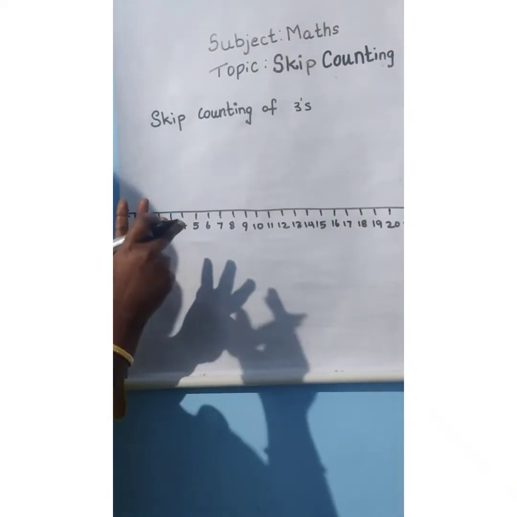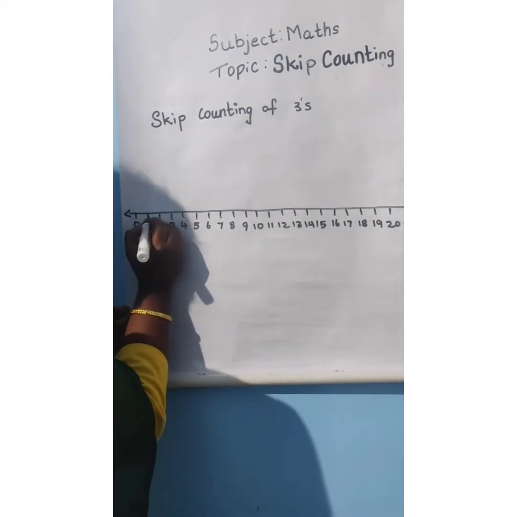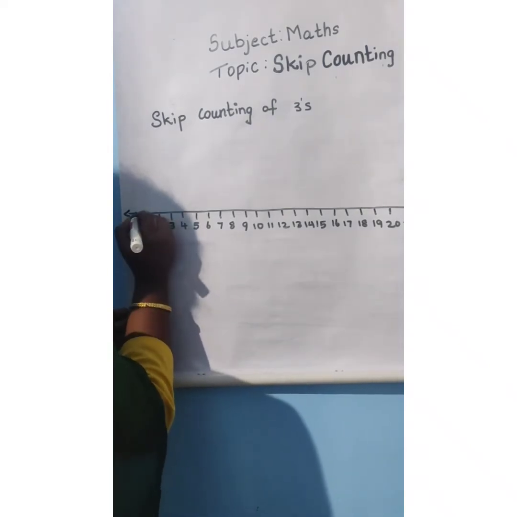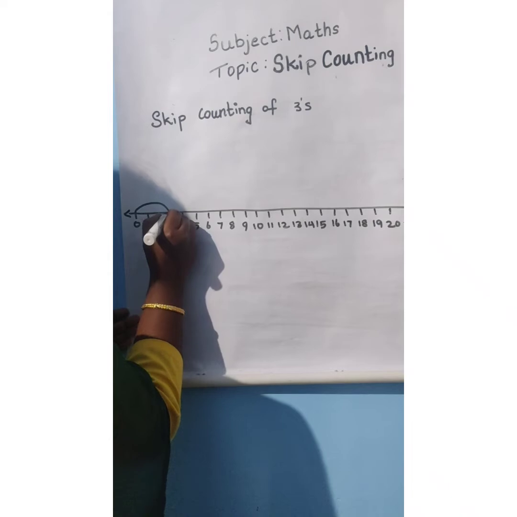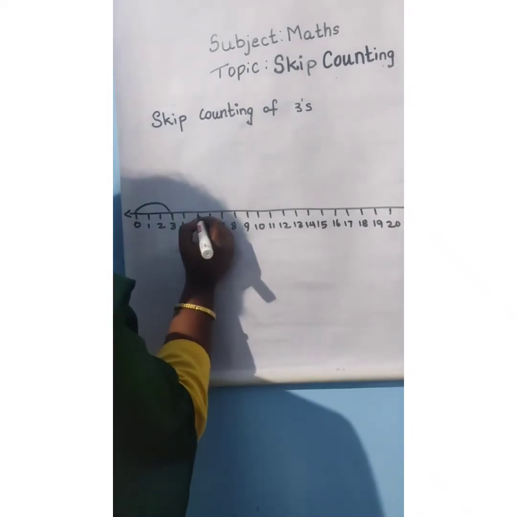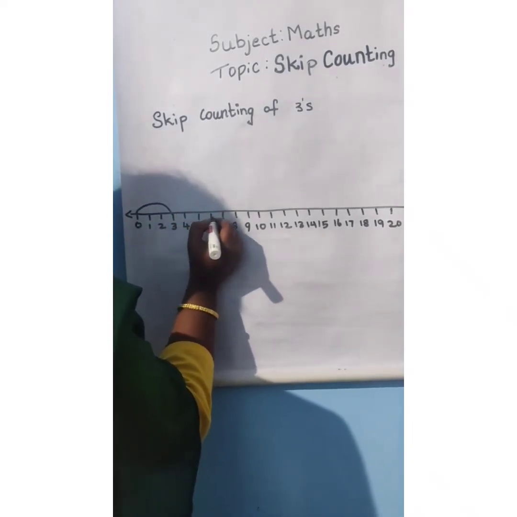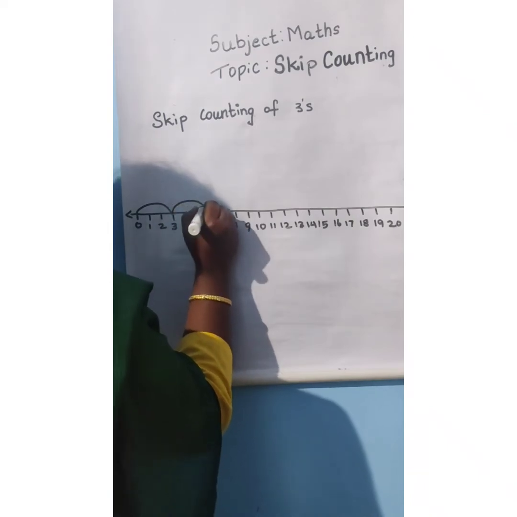So skip counting of threes means you have to count 3 numbers. Okay, you have to count 3 numbers. Start from 0, 1, 2, 3. So from 0 you have to skip to 3. Next is 1, 2, 3. That is 4, 5, 6. You have to jump to 6.